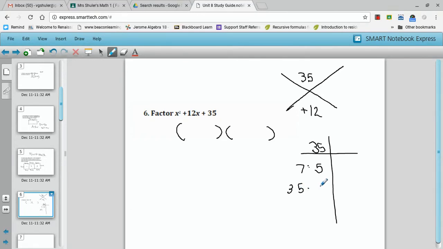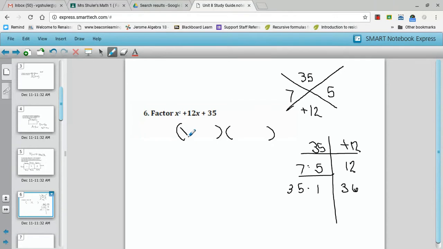Now the second part of your column needs to add up to be 12. Well, 7 plus 5 is 12. 35 plus 1 is 36. So the only 2 numbers that multiply to give you 35 and add to give you 12 are 7 and 5. So 7 goes here, 5 goes here.